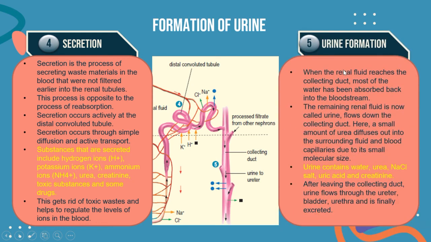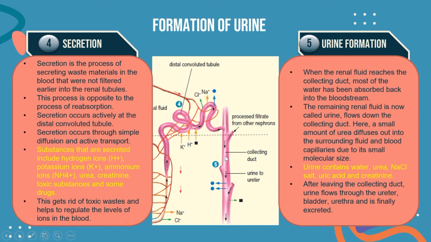Last one. Since secretion occurs here, the glomerular filtrate is now called renal fluid. Renal fluid means the fluid inside the tubule, which contains a lot of toxic waste, and it enters into the collecting duct. When the renal fluid reaches the collecting duct, most of the water has been absorbed back into the bloodstream.